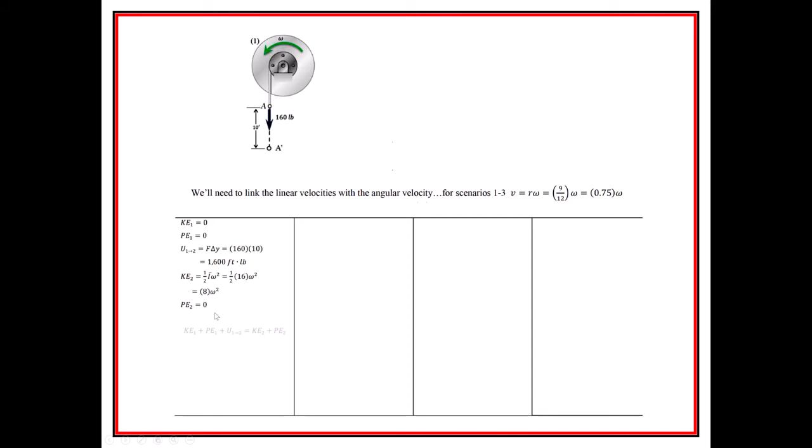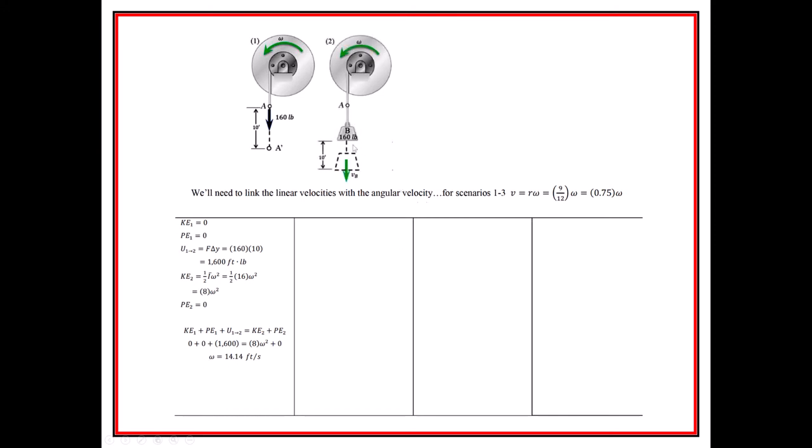The potential energy doesn't change. So we set it up into our main equation here and plug these in. All we have is this external work that's creating kinetic energy, and we're able to find what the angular velocity is when you're done.